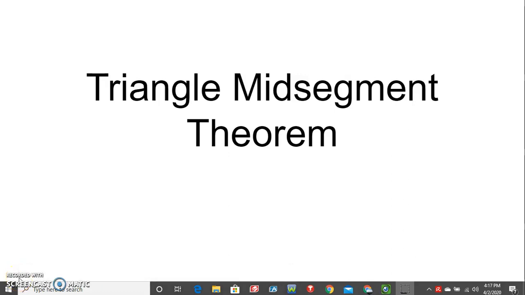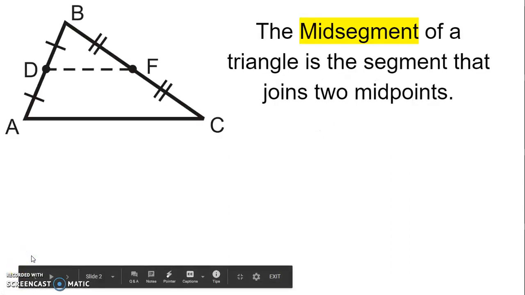Good morning. Today we're going to look at the triangle midsegment theorem. First we've got to make sure we understand what a triangle midsegment is. The midsegment of a triangle is the segment that joins two midpoints.